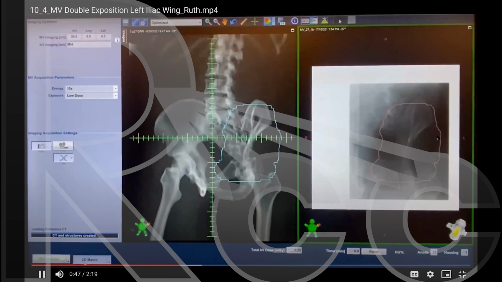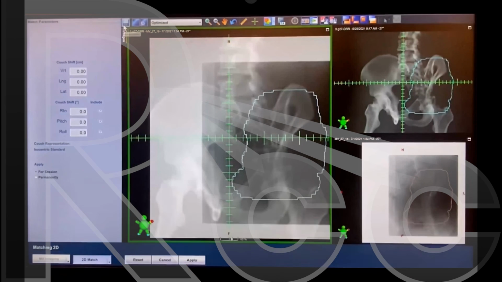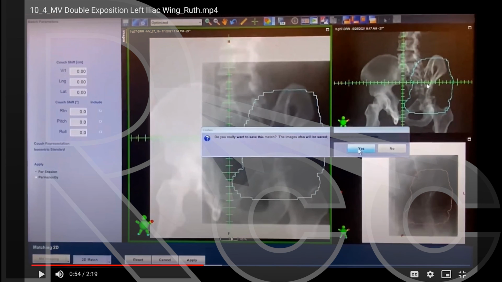And again, we can make those adjustments to contrast and all that good stuff to see where we should be. It's pretty difficult to look at an oblique field and make shifts. This might just be for record keeping purposes, but still a very important way to ensure that your patient is in close to the right region.